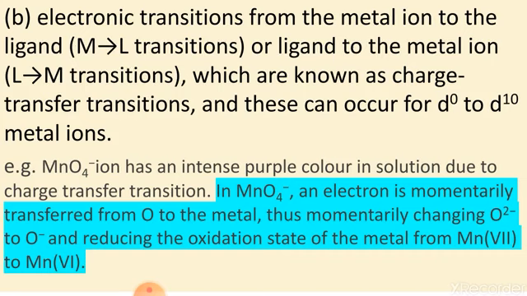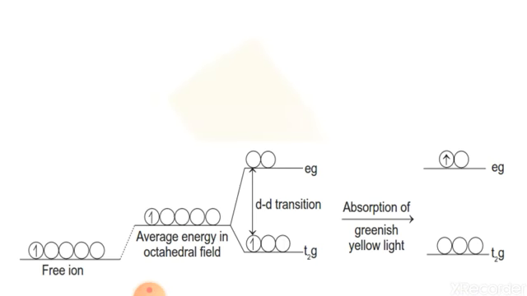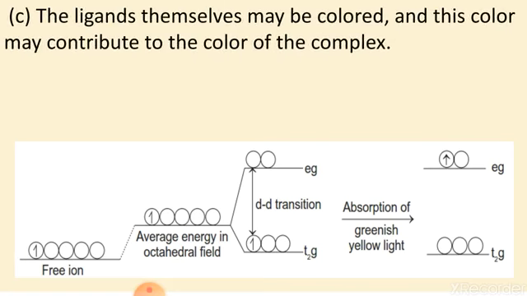Now students, the next points you should note down: Cr2O7 2 minus is orange in color. CrO4 2 minus is also colorful. This is again due to charge transfer spectra. So you also have to focus on the charge transfer spectra in these compounds. Now dear students, let us focus on some more points. The ligands themselves may also be colored, and this color may contribute to the color of the complex.